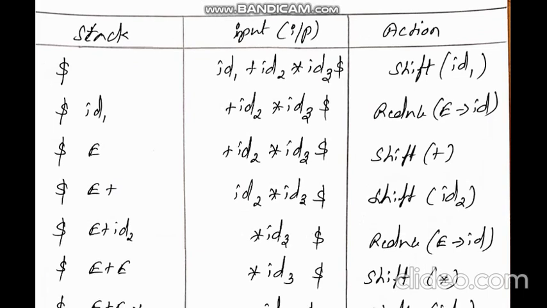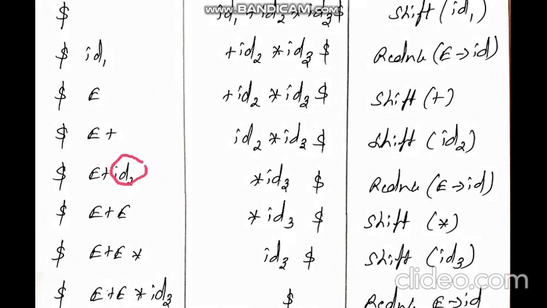Now you can see there is a possibility of reducing it. Yes, it is. ID2 or ID3 or ID1, anything is called an id. This id can be replaced, right? So now we have replaced this id. This id has been replaced into e. Finally we have e plus e, right?